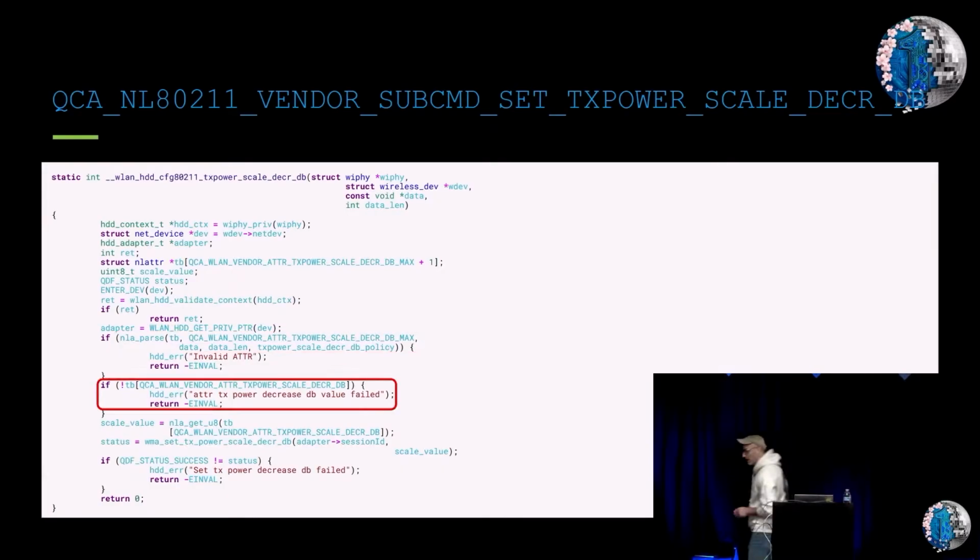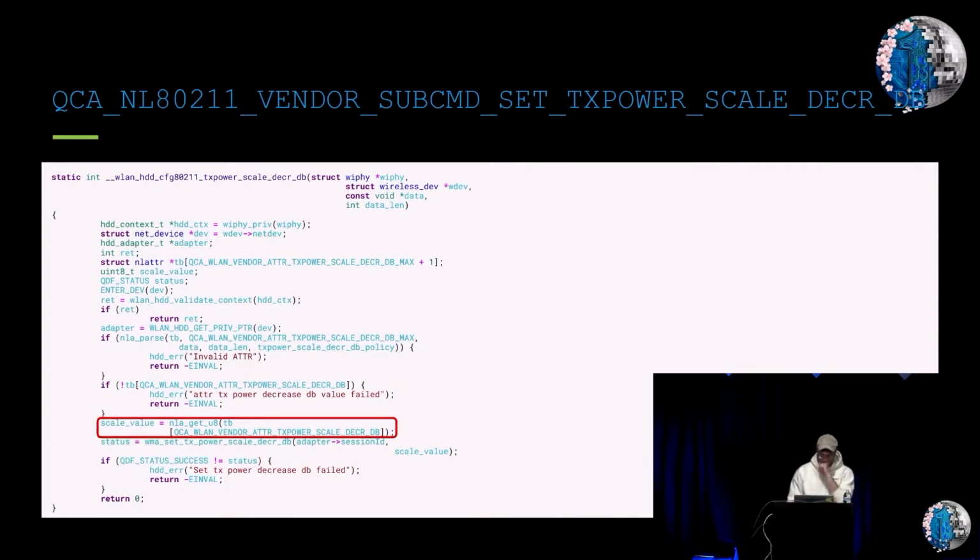We see another call to get U8. In this case, we're grabbing TX power scale decrement dB. We're making sure that it's in the input that you gave us, and if it's not, we return an error. And then finally, we call wma_set_tx_power_scale_decrement_db. WMA in the Qualcomm kernel is just a southbound path to the firmware and says, hey, I parsed this data, I validated it, did whatever we need to do, looks good, firmware take care of this. And again, if you start looking at this code, you basically just need to find these function handlers, and you can start doing static analysis from here.